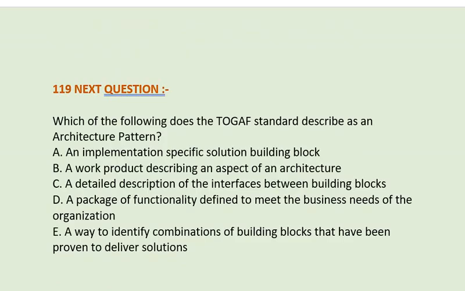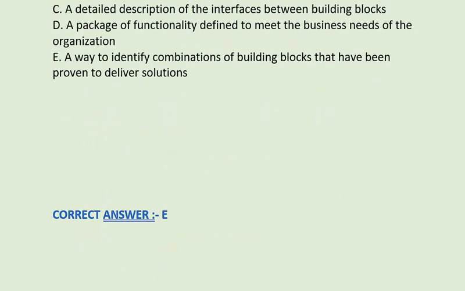Question is, which of the following does the TOGAF standard describe as an architecture pattern? Option A, an implementation specific solution building block. Option B, a work product describing an aspect of an architecture. Option C, a detailed description of the interfaces between building blocks. Option D, a package of functionality defined to meet the business needs of the organization. Option E, a way to identify combinations of building blocks that have been proven to deliver solutions. Correct answer is option E.